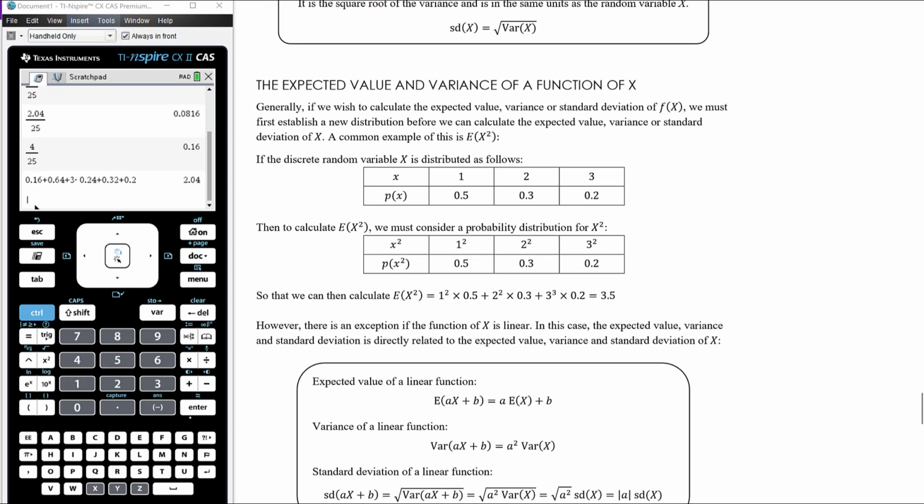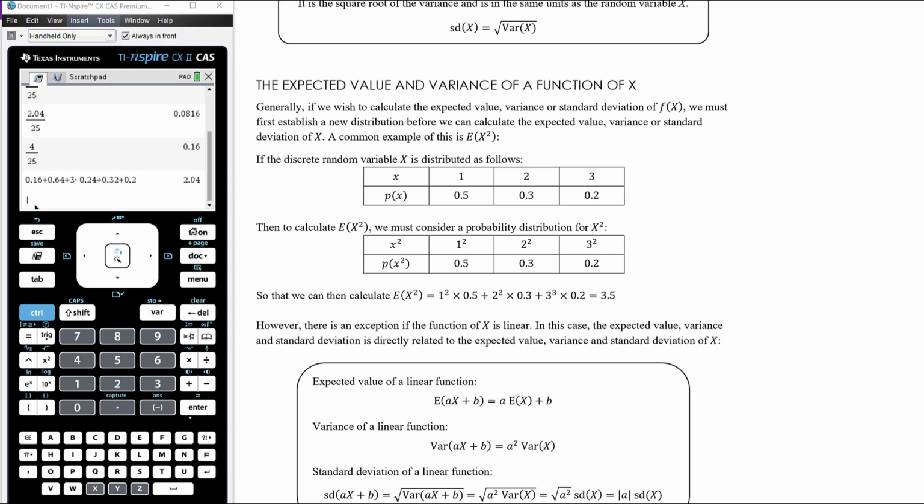That's pretty much what we did when we did the expected value of x squared. We had to calculate a new distribution where we worked out the x squared values, and then we just calculated the expected value as usual. We have to do that process when we calculate the variance too. However, there is one exception, and that is if the function of x is a linear function.